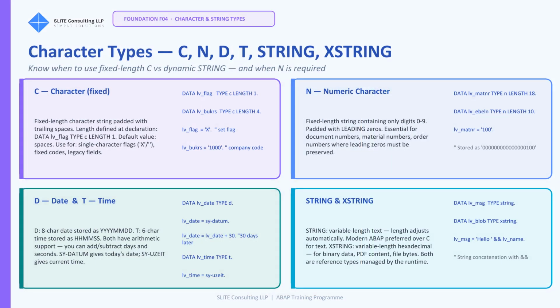Character types. C is a fixed-length character field. You must specify the length. Data LV_flag type C length 1. Default value is spaces, all spaces, padded to the full length. Use C for single character flags, country codes, fixed-length identifiers.